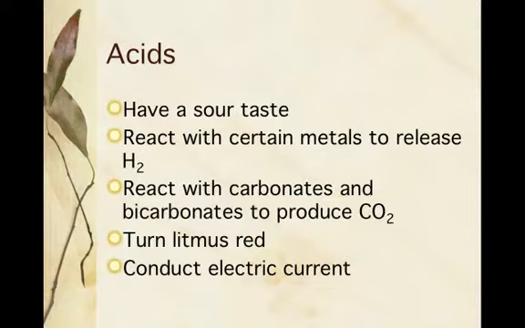Acids react with certain metals to release hydrogen gas. So if you put a metal in acid, you'll see bubbles being produced, and that would be hydrogen gas. They react with carbonates and bicarbonates to produce carbon dioxide. They turn litmus red. That's what I was going to maybe get out. If we have time later, I found some litmus solutions. I've seen litmus paper, but I've never done litmus solutions, so we'll try changing colors.